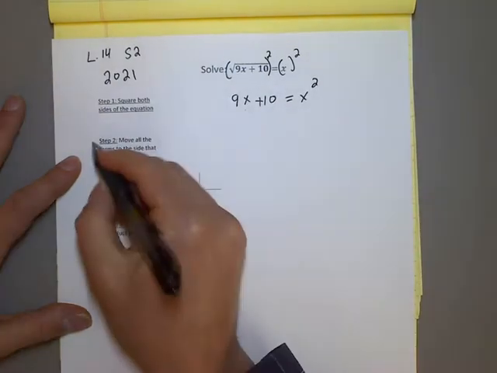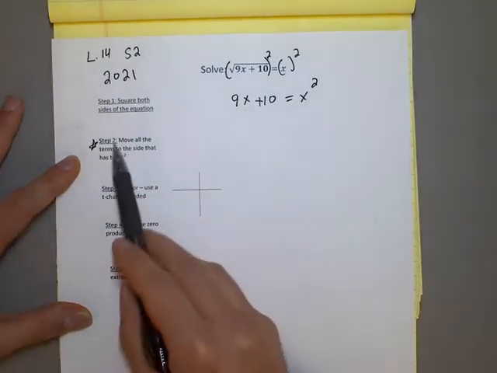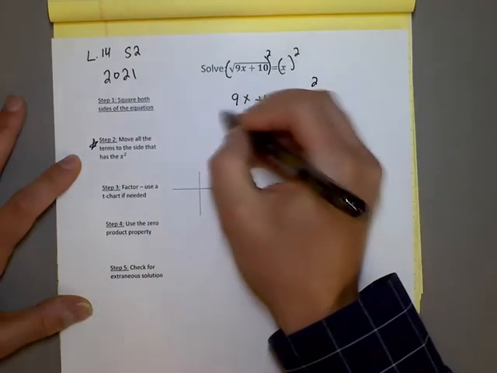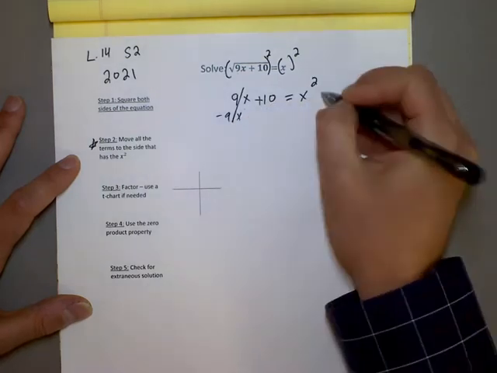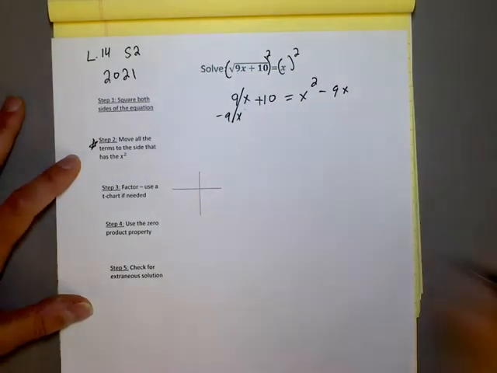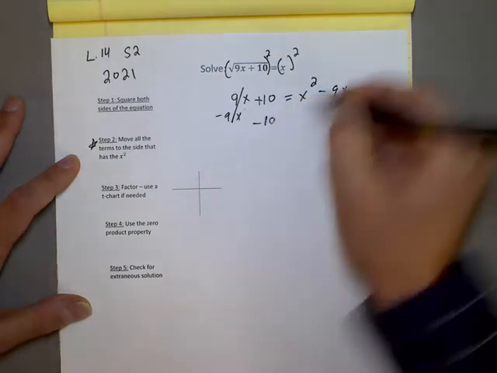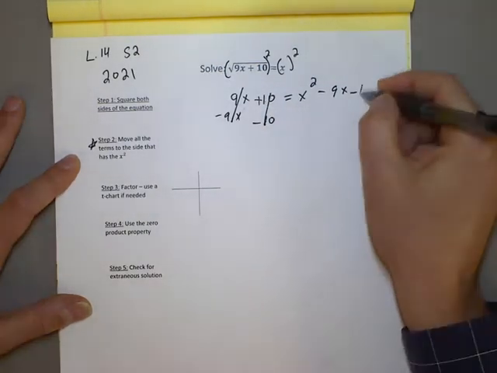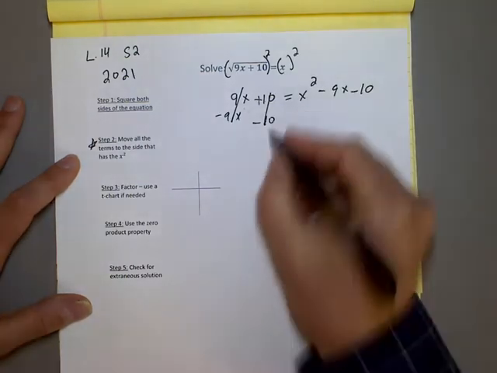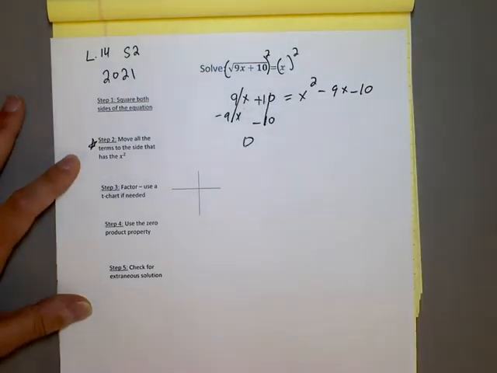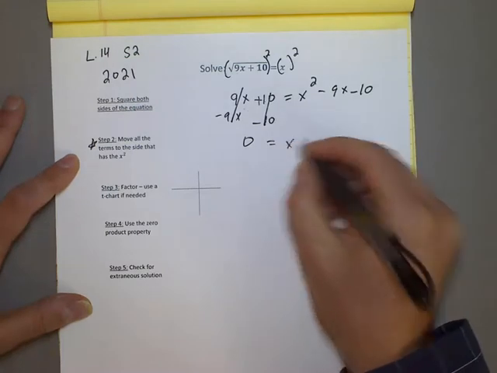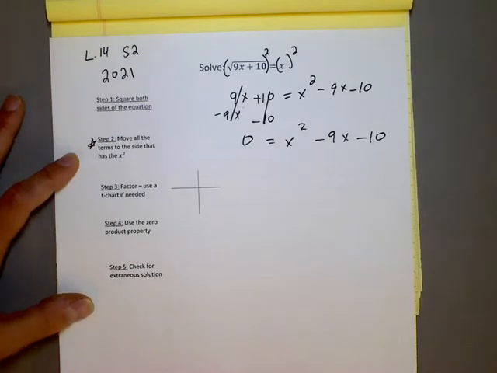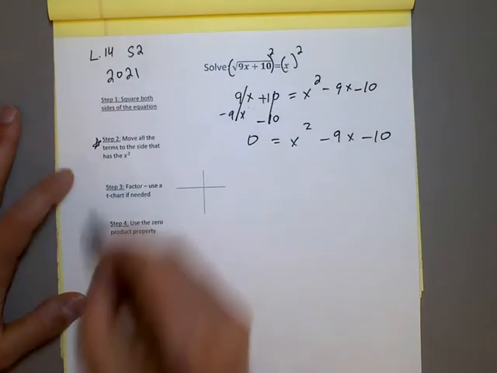In other words, we're going to start by moving all the terms from one side to the term that has the x squared. So we're going to subtract the 9x from both sides and subtract 10 from both sides. Since it's plus, we're going to minus. If it was minus, we'd add. So then our equation becomes 0 on the left side, since everything canceled out, and x squared minus 9x minus 10. This is where the factoring part comes in.